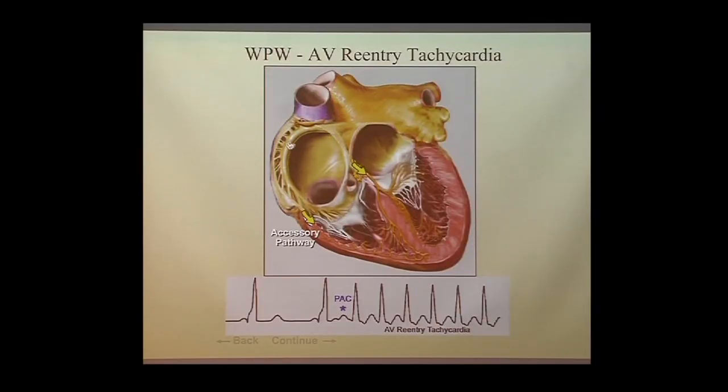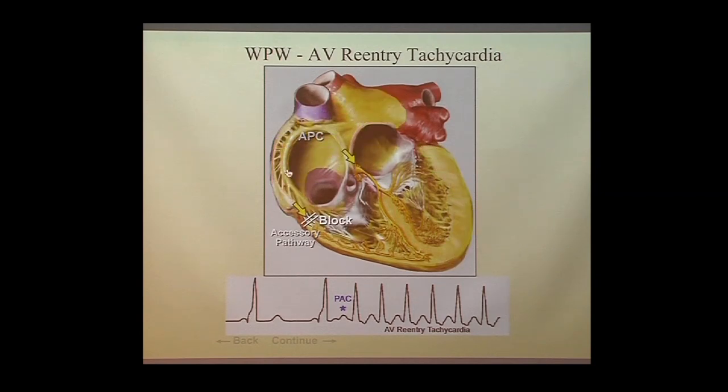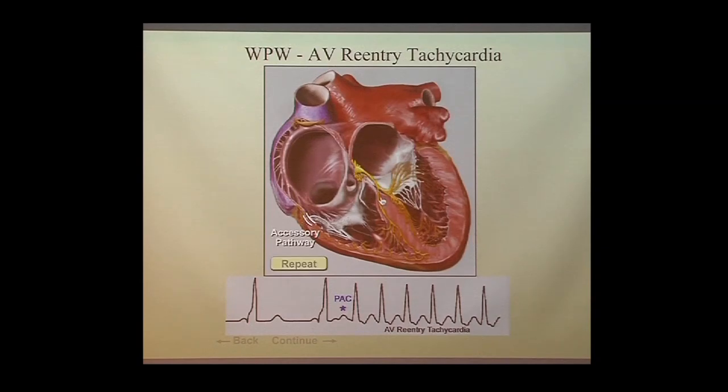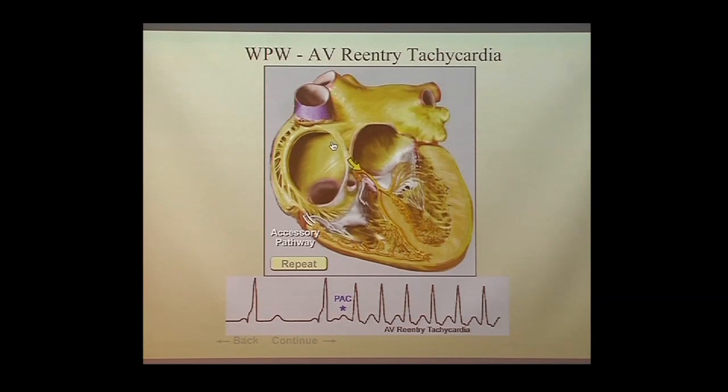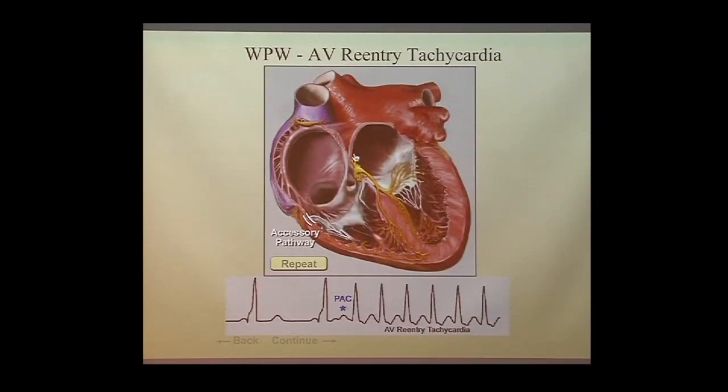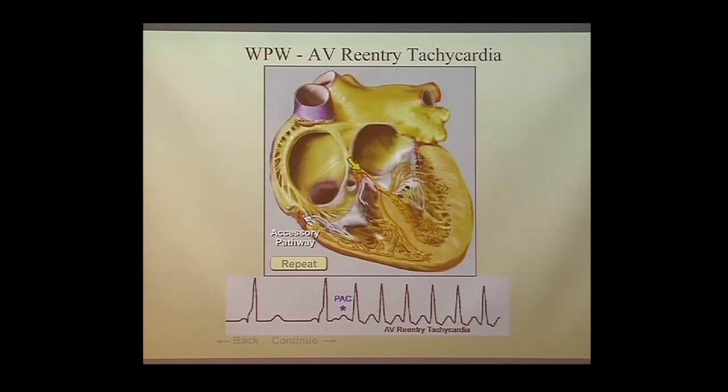Okay? Now, why do they have mischief? Well, here's what happens if an impulse goes down both pathways, okay? No problem. But now suppose you have a premature beat that blocks in one pathway and goes down the other, down the normal, do you see? And comes back up the accessory pathway. This is called a reentrant tachycardia or a circus movement tachycardia. You see, the way we're put together is you should only have one pathway between top and bottom. If you have two pathways, then you could have mischief.